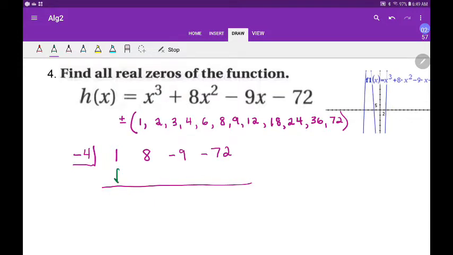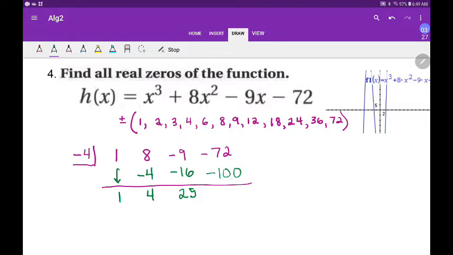1, 8, -9, -72. And so let's see. We bring down the 1. 1 times -4 is -4. 8 plus -4 is 4. -4 times 4 is -16. -9 and -16 is -25. And I must have seen something funny because this is -100. Did I do something wrong? Time to check the work. I'm checking the work. Doesn't look like I did anything wrong.